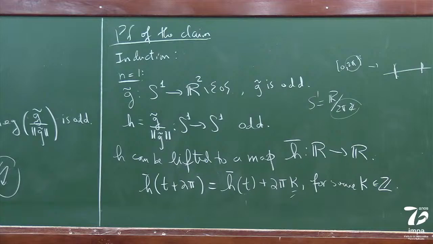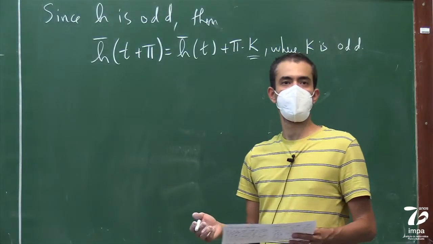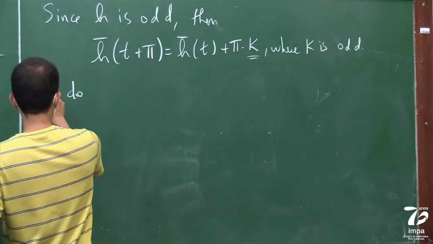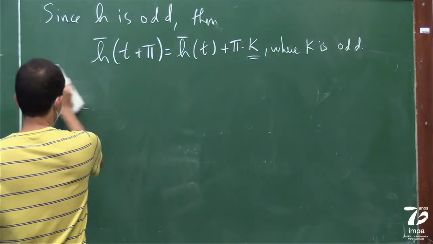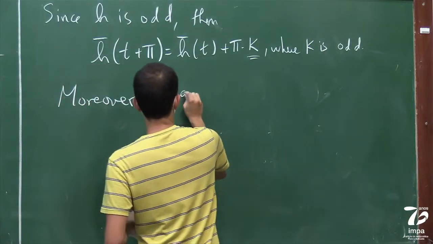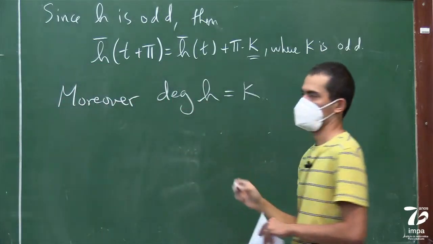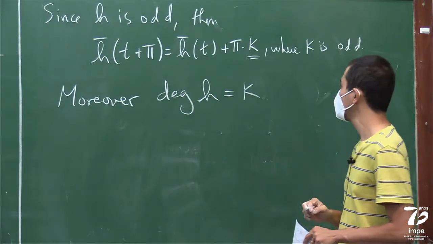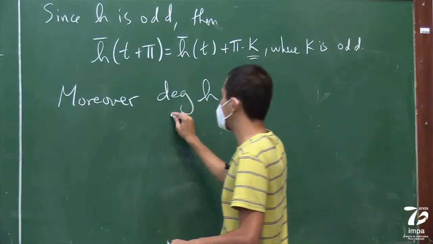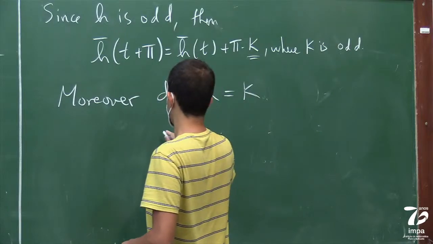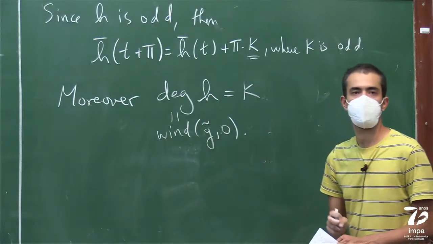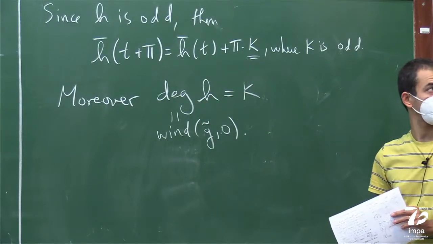And then now, basically this k is the degree. So now it's not very hard to see that this k is the degree. So the degree, moreover, I guess I should say that, the degree of h is actually this k. Okay? So we concluded that k was odd from this equation here. So this is the degree of h, which is, of course, the winding number of g tilde with respect to 0. Okay, so that's the starting case of the induction.